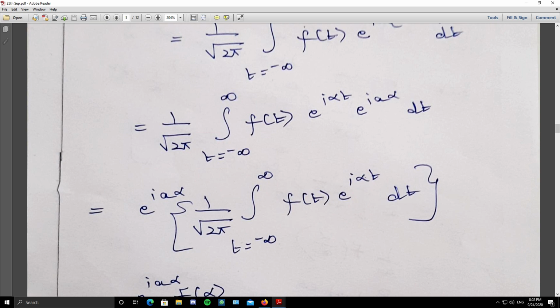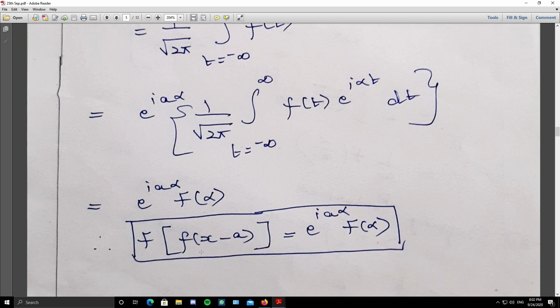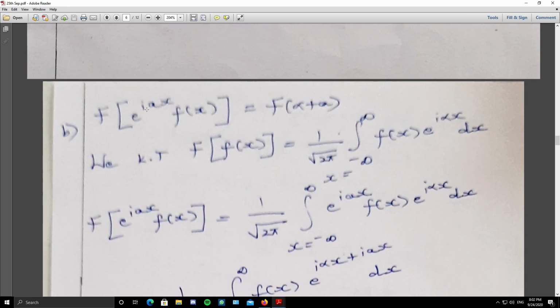So what is the constant alpha? So e power i a alpha, f of alpha. So the Fourier transform of f of x minus a is e power i a alpha f of alpha. So this is the first shifting property. Second one, the transform of e power iax f of x equals f of alpha plus a.